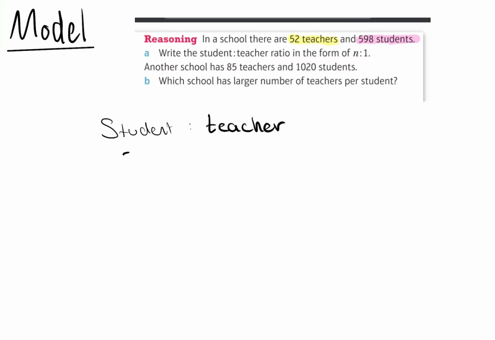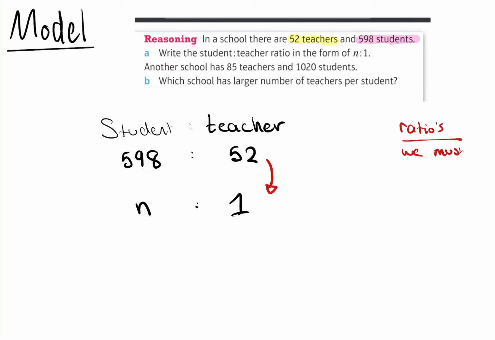And we know that we have 598 students for 52 teachers. We want it in the form n to 1. Well, what's n? Well, 52. How do we get from 52 to 1? Now, we have to remember, because it's ratios, we must multiply or divide, because we have to keep it proportional. Must stay proportional.